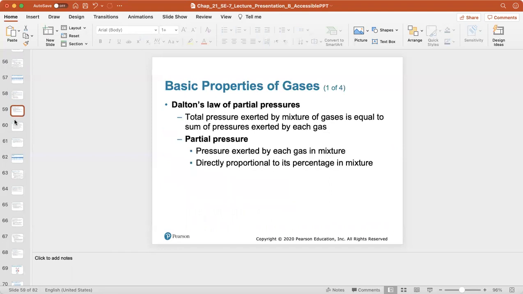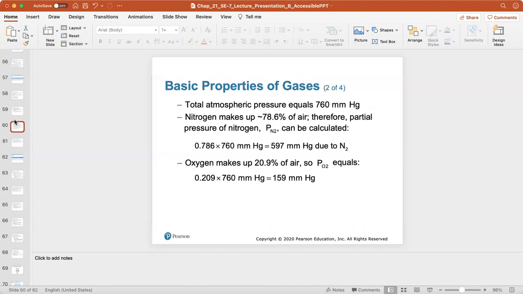Dalton's law of partial pressure takes into account the total pressure exerted by mixing gases, and that is equal to the sum of pressures exerted by each gas. And when we say partial pressure, that means the pressure exerted by each gas in a mixture, and it will be directly proportional to its percentage in the mixture.